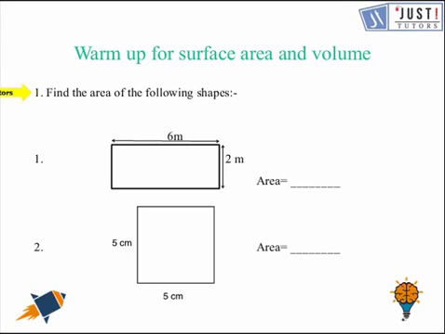In this, we need to find the area for the following shapes. The first one, it's a rectangle. The formula to find the area of a rectangle is length times by the width. So 6 times 2 gives 12 meter squared. In the next one, it's a square. Here, the formula is side times by the sides. So 5 times 5 is 25 centimeter squared.